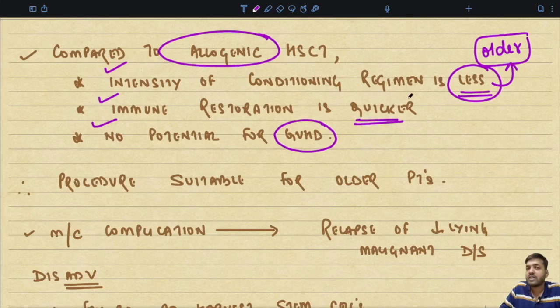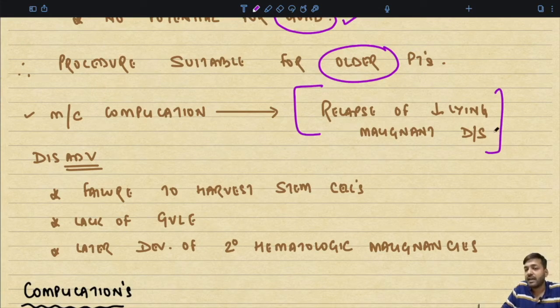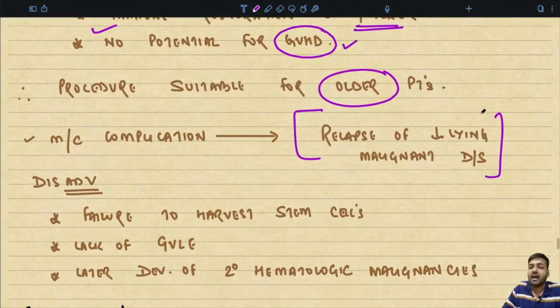Now the immune restoration is much quicker compared to the allogenic variety, and because the same patient's stem cells are treated and then infused back in the patient, there is no chance of graft versus host disease or graft rejection. Therefore, the procedure is suitable for older patients. The most common complication is relapse of the underlying malignant disease. That is the most important problem. Why is it the most important problem? Because we are processing, and the donor and the recipient are the same. So that particular harvest that we are taking from the recipient is treated and processed.